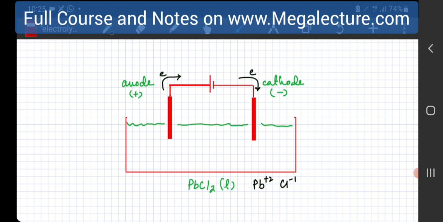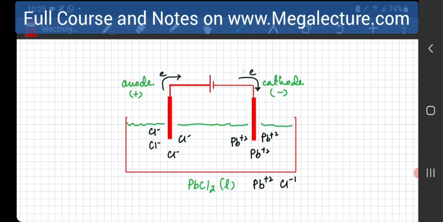So remember, you should know how to figure out the charges on the elements that are in the compound. So lead plus 2, Cl -1. Now, all the positive ions in the liquid are moving around. It's in liquid state. So the lead plus 2 ions are going to get attracted to the negative cathode. So you'll have a lot of Pb plus 2 ions over here. And all the negative ions, Cl -1, are going to get attracted to the positive anode. And they're going to accumulate or stick to the positive anode.